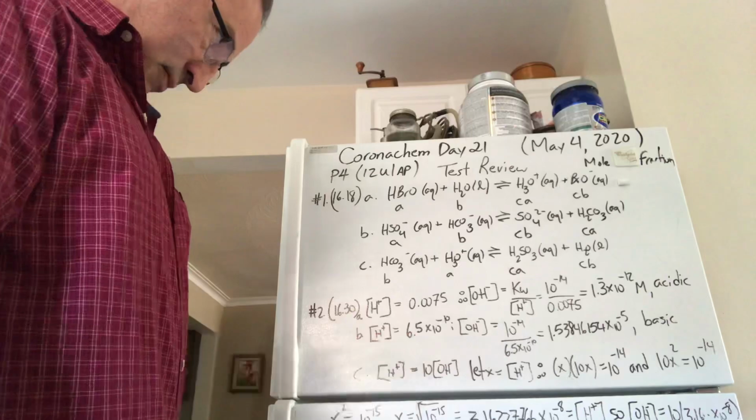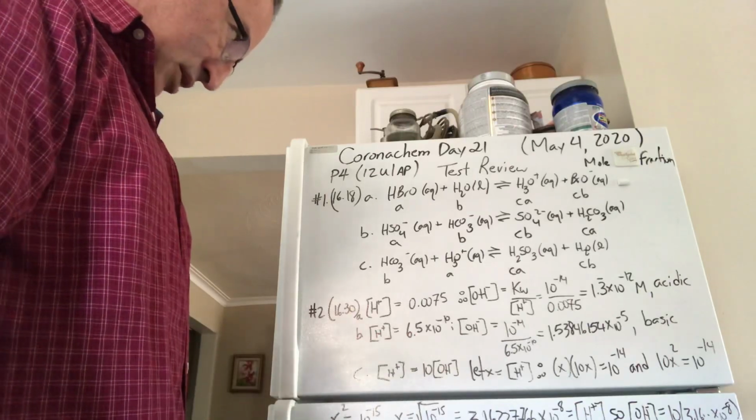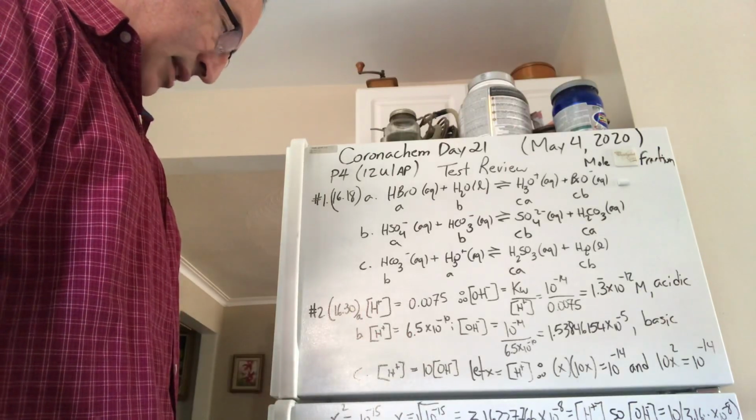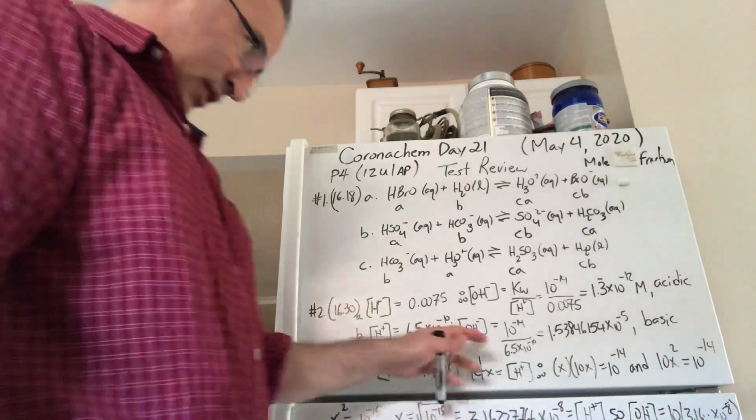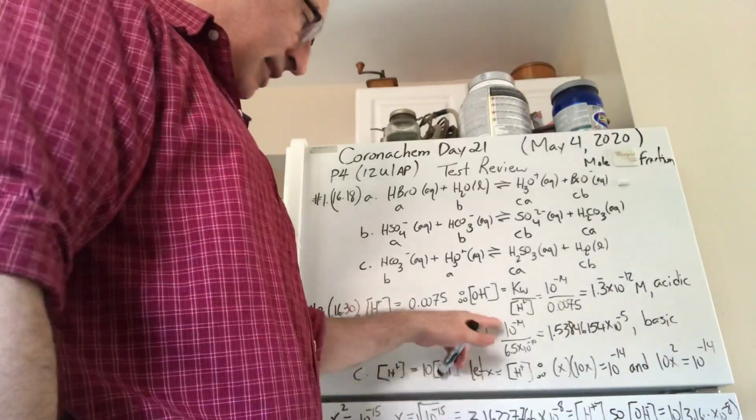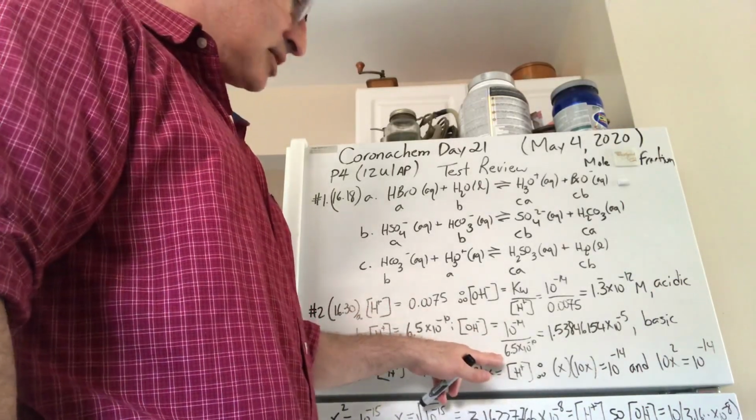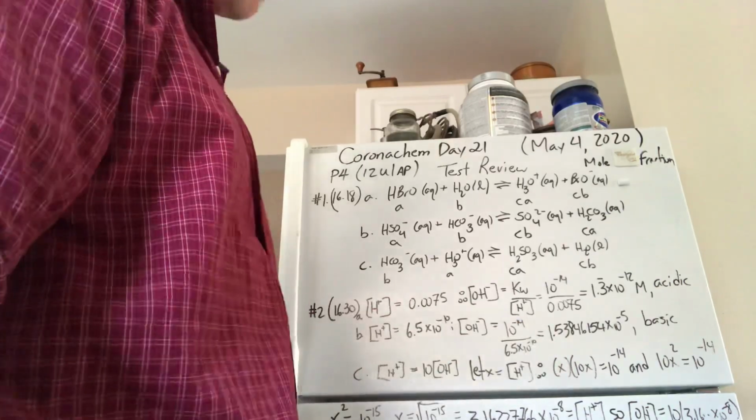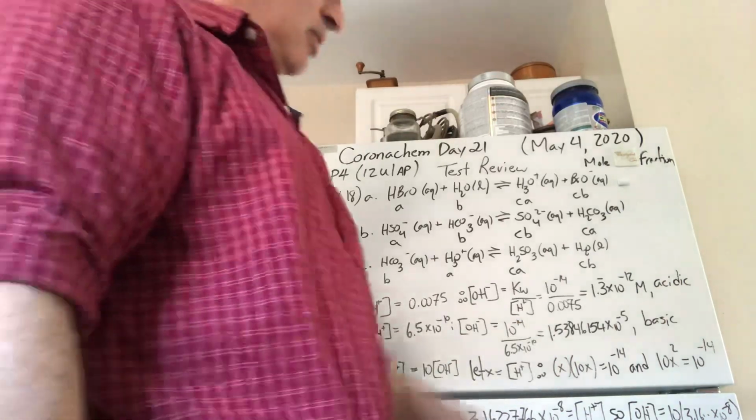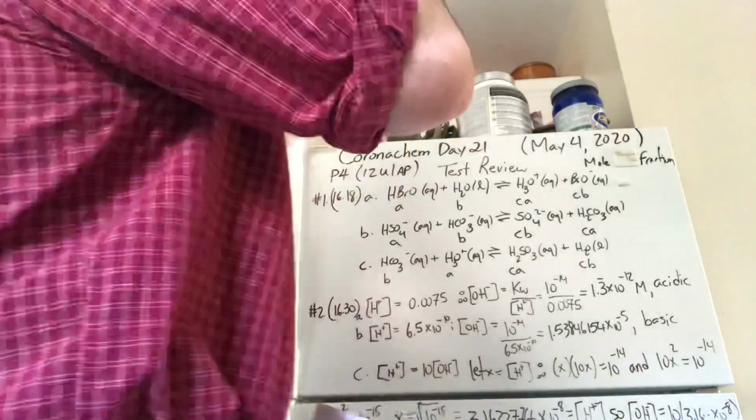B, the initial condition is that H plus concentration is equal to 6.5 times 10 to the negative 10. So the hydroxide ion concentration is Kw over the H plus concentration. You get 1.53 times 10 to the negative 5, which means it's a basic solution.